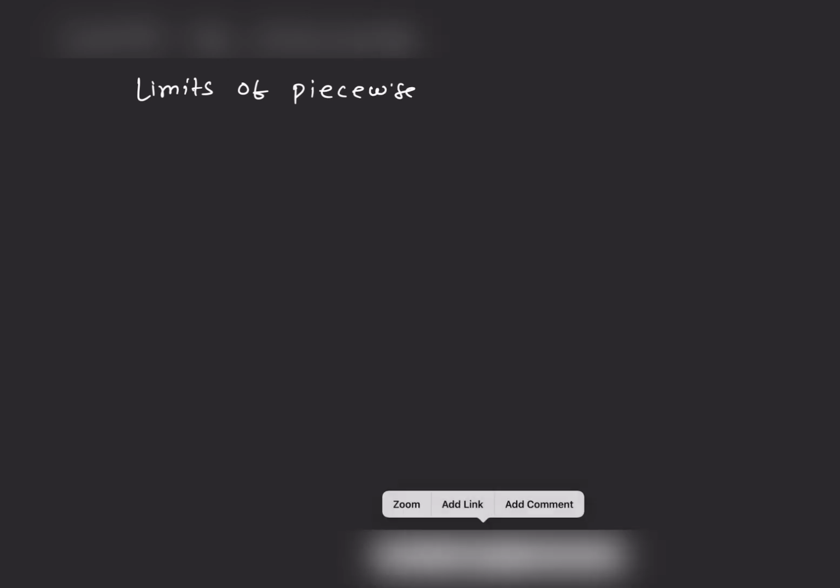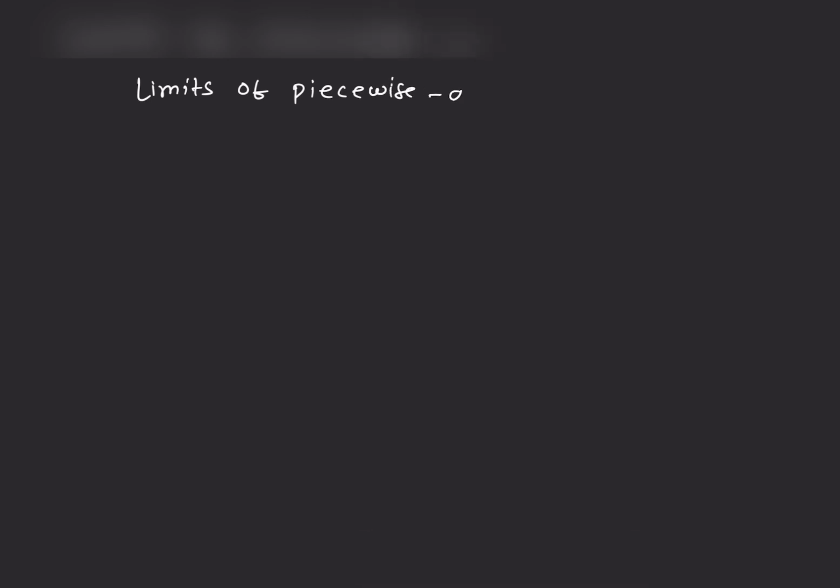Today we are going to discuss limit of piecewise defined function. So here we have limits of piecewise defined function. Now let us consider an example.